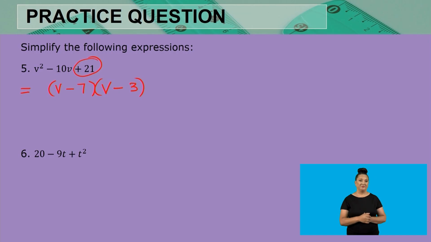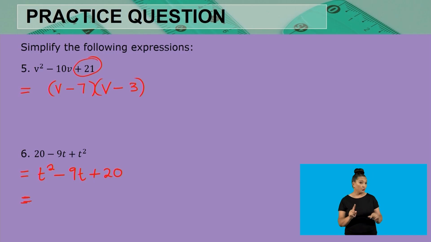Let's move on to number 6. So when we look at number 6 there, the first thing you need to notice is that it is not in standard form. So the first thing you would need to do is to place it in standard form. That is t squared minus 9t plus 20. Remember, standard form means that we place it in descending order of exponents when we are looking at the variable, and that is the correct format.